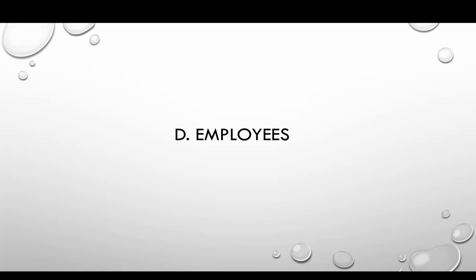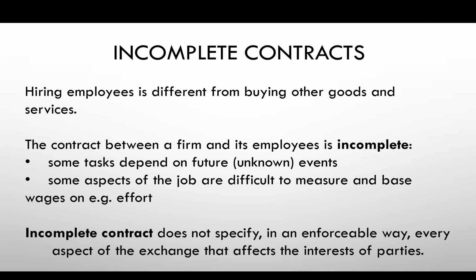We'll now look from the perspective of employees. So we have this problem of incomplete contracts when hiring employees, because it is different from buying other goods and services. When you buy goods and services, you know what you're getting most of the time. You know your perceived value of it, and you're willing to pay that money. However, the contract between a firm and its employees is incomplete, meaning that some tasks depend on future events, and some aspects of the job are difficult to measure and base wages on, e.g., effort.